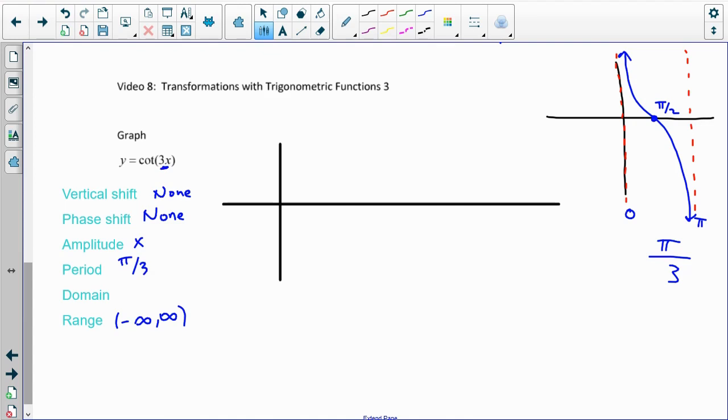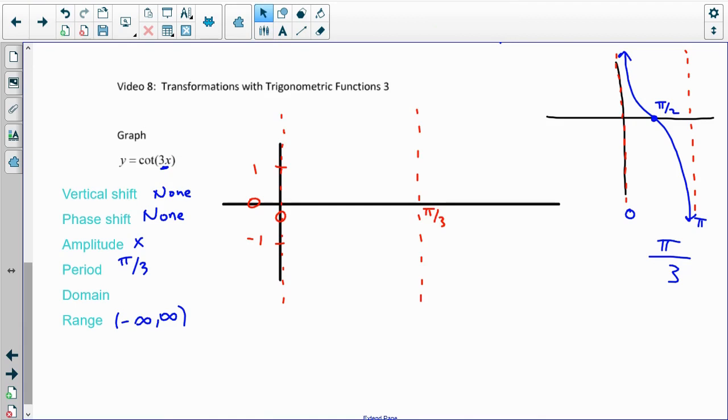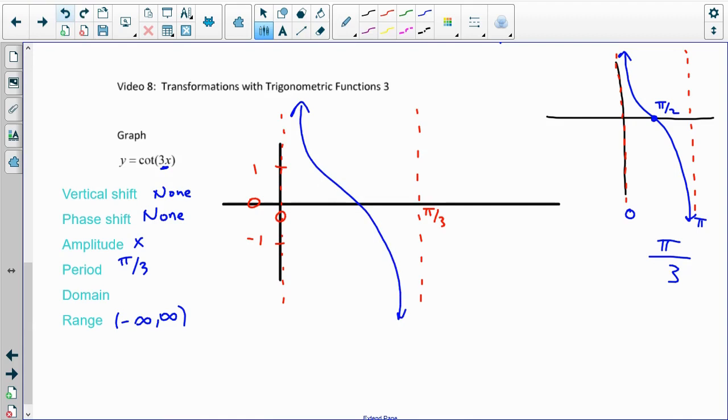So if I look at the graph, I have no shifts of any kind. So I have an asymptote at 0. And then my other asymptote is normally at pi, but since my period got moved, it's going to now be at pi thirds. And then my cotangent graph, that was terribly drawn. My cotangent graph will cross in the middle, and I need to figure out what my other points are.